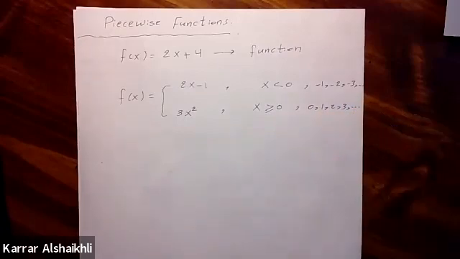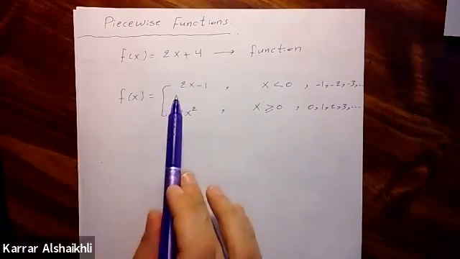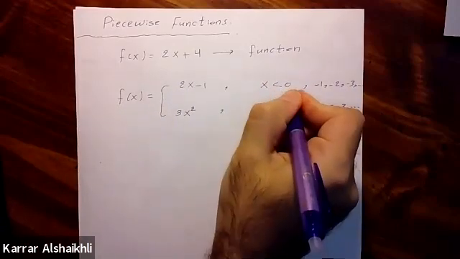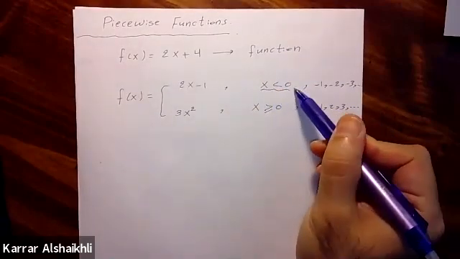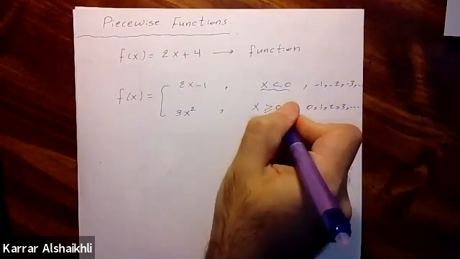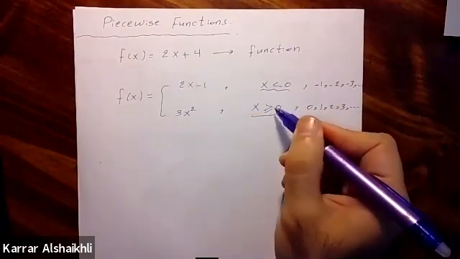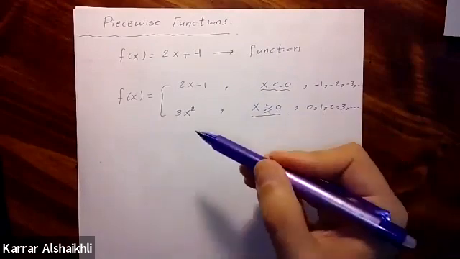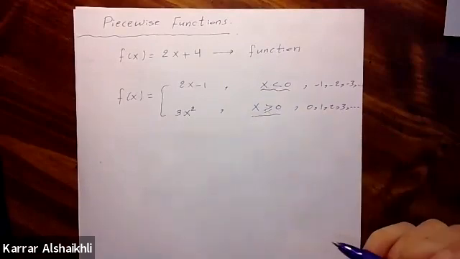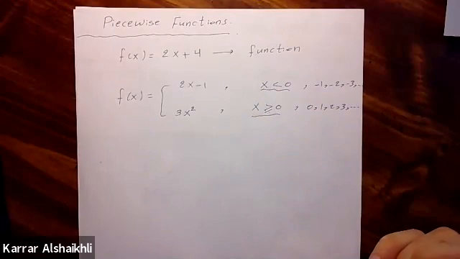That's why it's called a piecewise function. That means this function contains two pieces. This is the first piece. When I have this condition, all the x's less than 0, I'm going to use this piece. When the number is equal to 0 or a positive number, I'm going to use this piece. So that's why we call it a piecewise function.